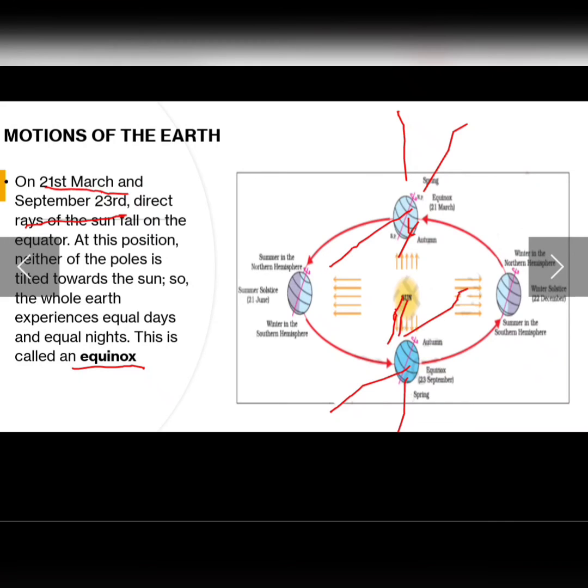As the name suggests, equinox means equal. So the phenomenon in which we have an equal amount of sunlight being received by the earth, and there would be equal day and night, we call it equinox, in which the whole of the earth experiences equal days and equal nights.